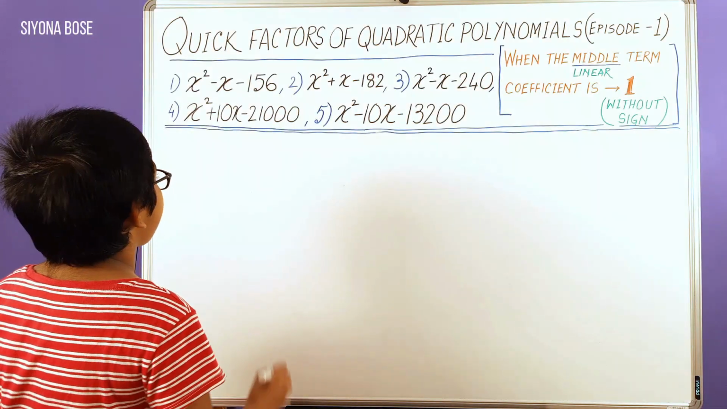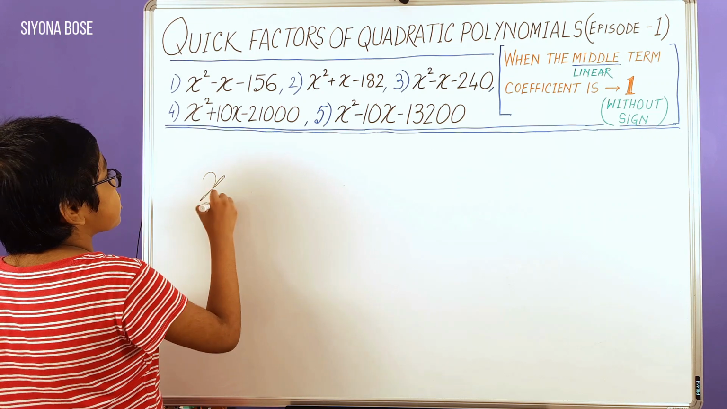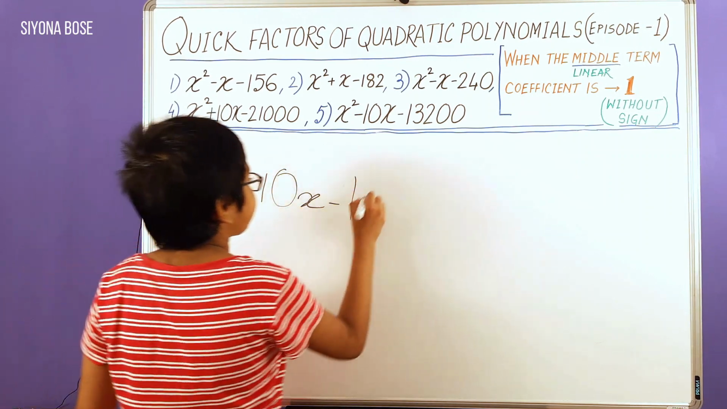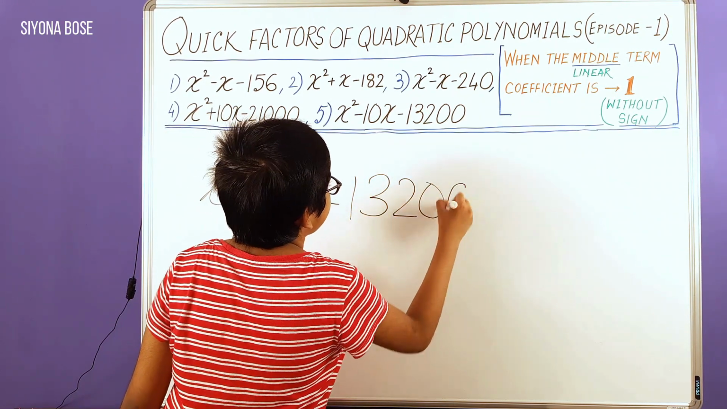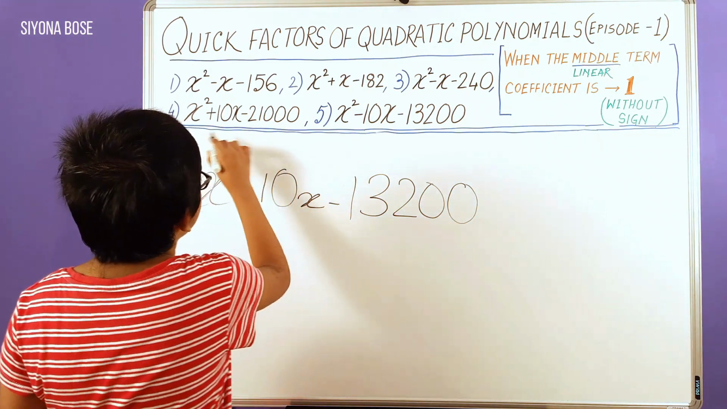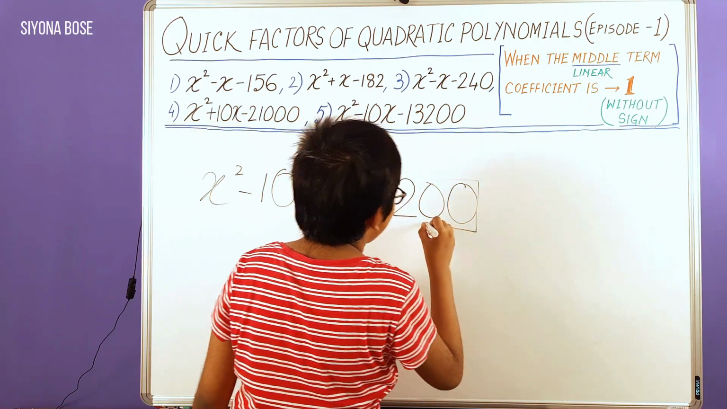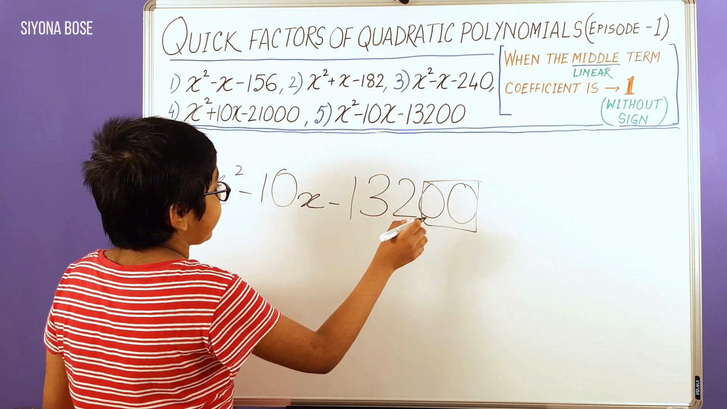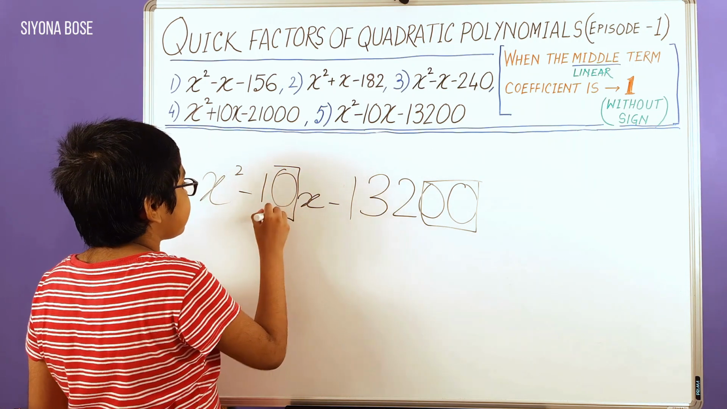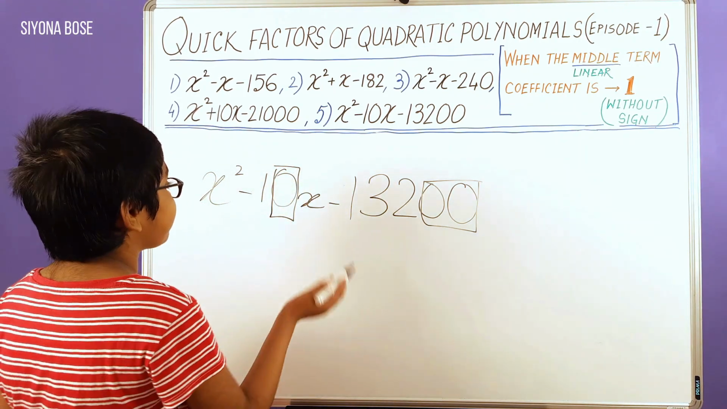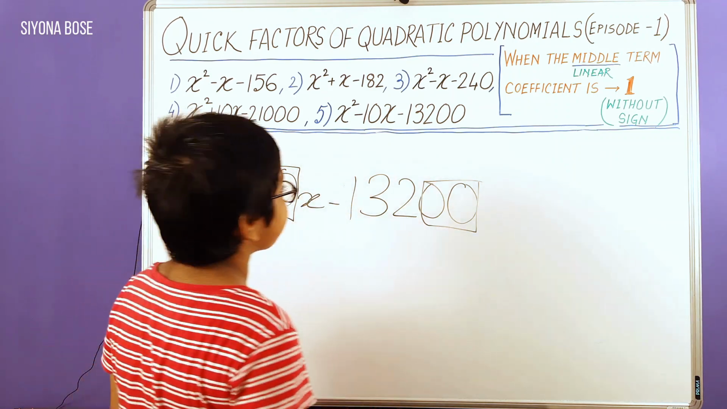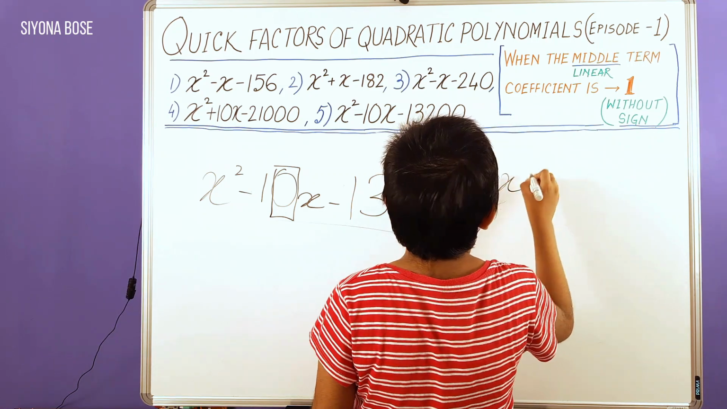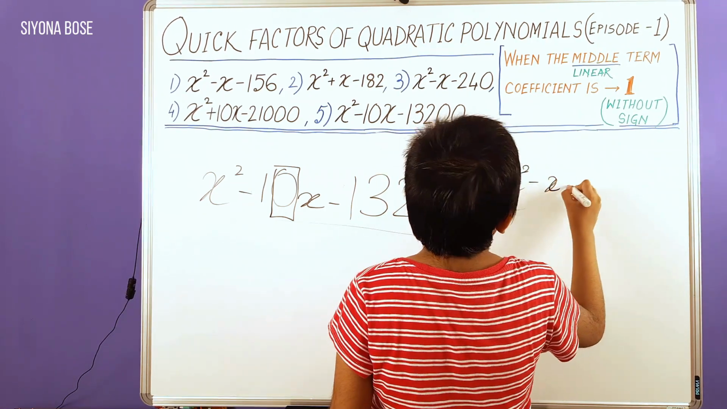So now we do our fifth polynomial. Our fifth polynomial is x squared minus 10x minus 13200. Again, as in the previous case, we need to remove 2 zeros from here, exclude them and ignore them. And we have to find half of 2, which is 1, and exclude the 0 from the 10, which is the coefficient of the linear term or middle term, whatever you like to say. We now write the reduced polynomial as x squared minus x minus 132.